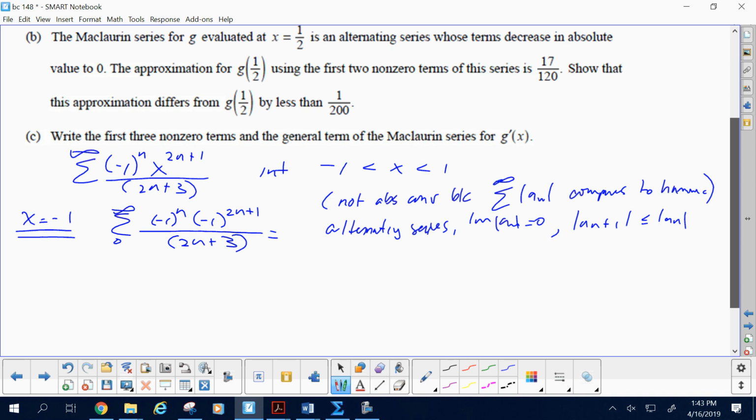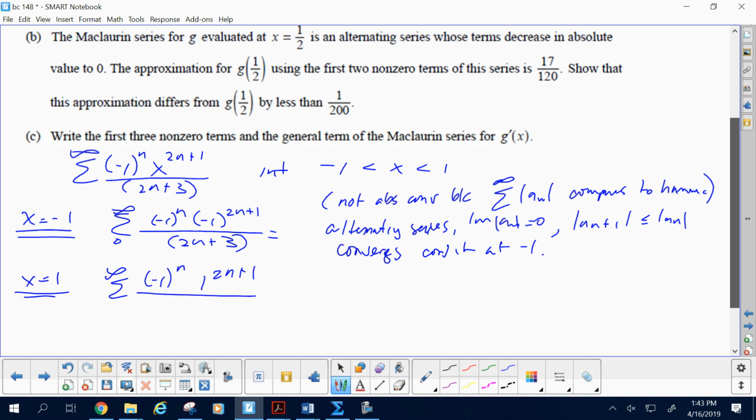Okay, so wouldn't you agree that this converges conditionally at -1? What about at positive 1? Now let's get into that. If I put in positive 1, that's (-1)^n times 1^(2n+1). Obviously, that is just 1 every time. And so is this alternating harmonic? It's not harmonic, actually. You would probably lose points if you called it harmonic because it's not harmonic. But this is an alternating series.